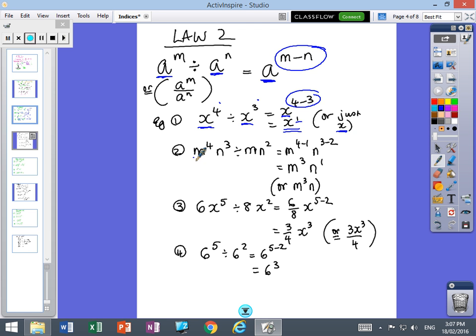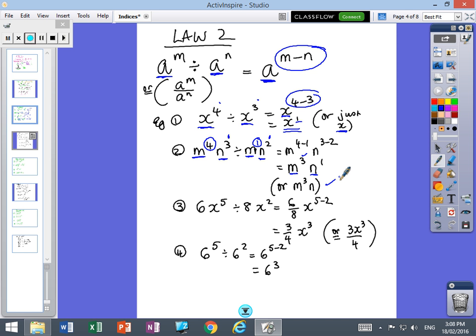So I've got base m, so the answer has base m, and I go 4 minus 1 equals 3. Base n and base n equals base n, and 3 minus 2 is 1, so the answer could be just m cubed n.